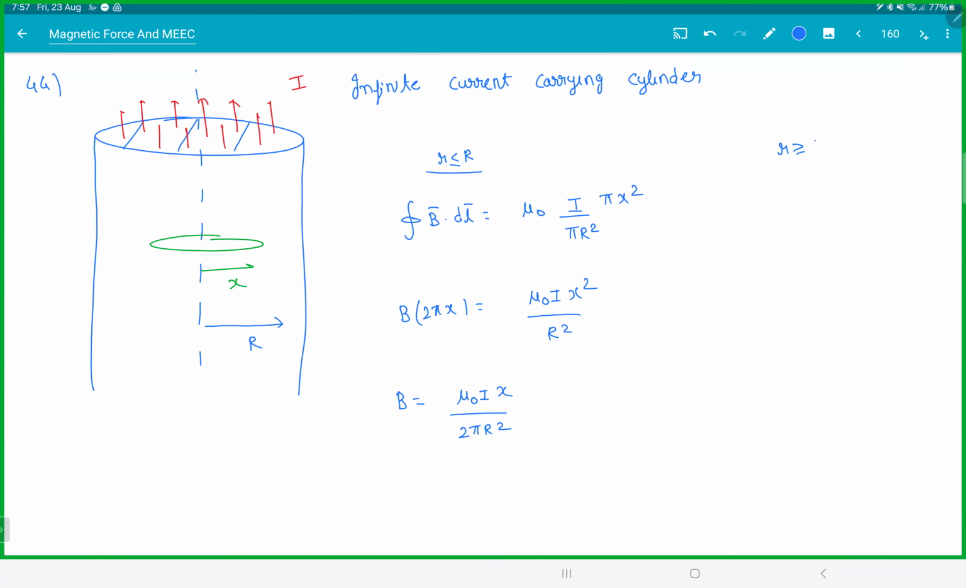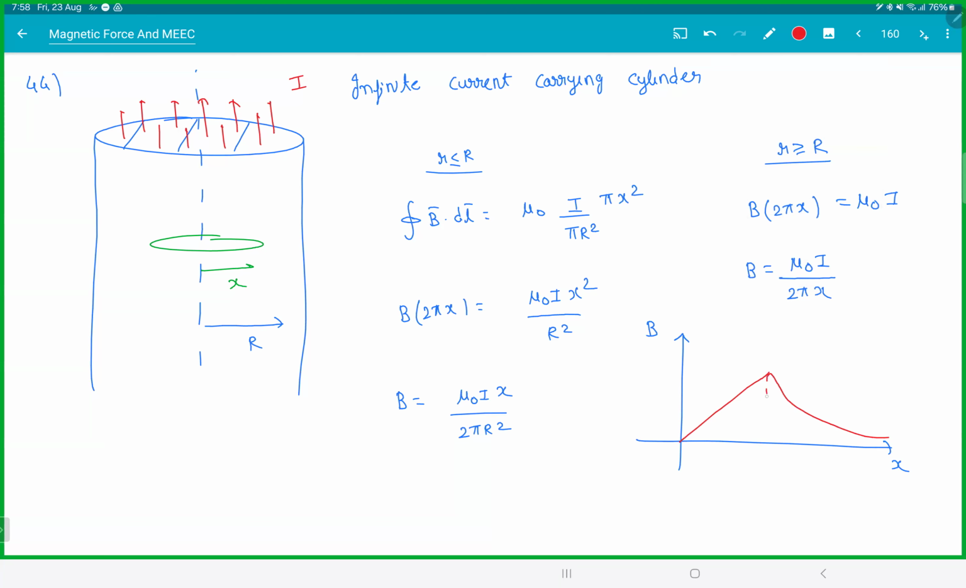And for x greater than R, it just becomes like a wire outside. So I'll just write it down: B times 2 pi x is equal to mu naught I. If you try to plot this graph, B versus x, it would be a linear function and then decreases. Clear?